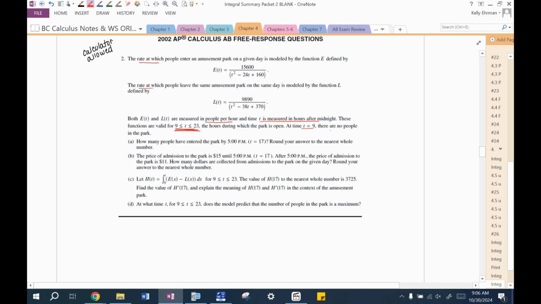At time t equals 9, there are no people in the park, right? So I don't have a name for that function yet, so I'm just going to highlight that and leave it there.